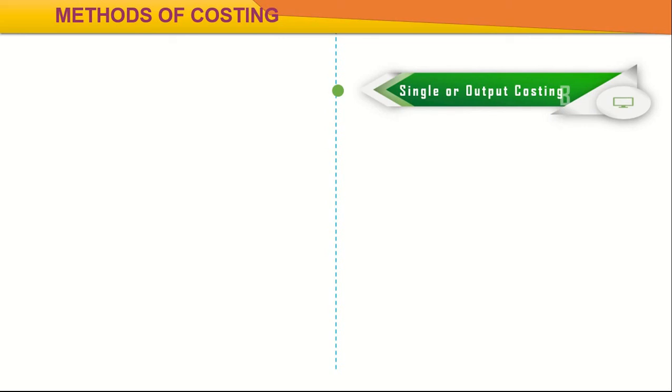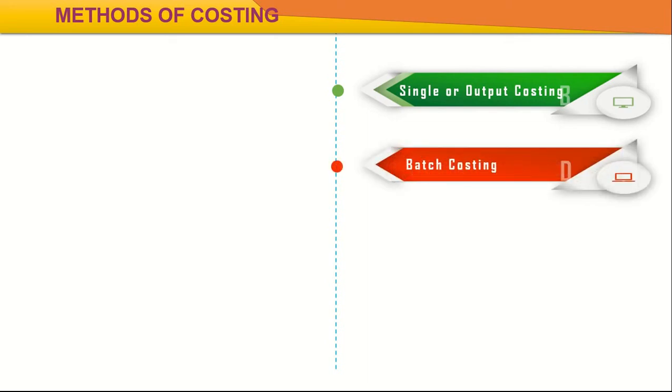Single or output costing: this method of costing is generally used in industries where only one product is produced. Example, brick industry. Under this method the cost of the single product is ascertained. Batch costing. A batch represents a number of small orders passed through the factory in a batch. Each batch is treated as a unit of cost and thus separately costed. Cost per unit is arrived at by dividing the cost of the batch by the number of units produced in each batch.